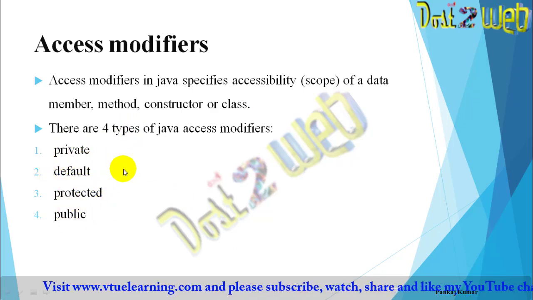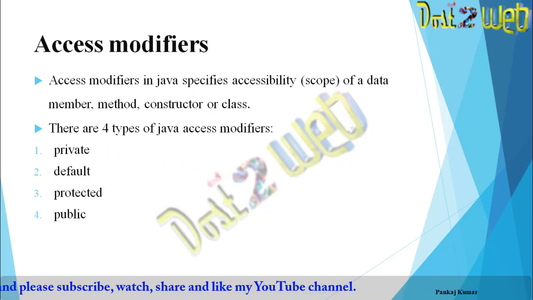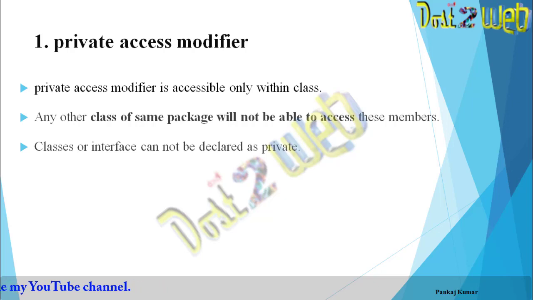I have added one more here, default. So we can say there are four types of Java access specifier. Let's talk one by one about what those access specifiers, or access modifiers, are. You can even say access protection. If you check the book, there is something called access protection. So it is the same thing: access protection, access modifier, access specifier.